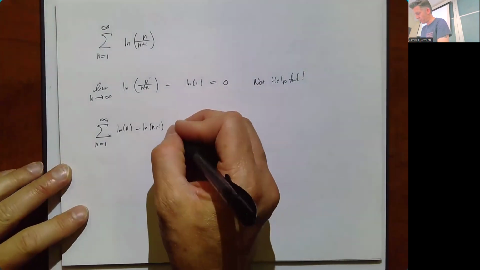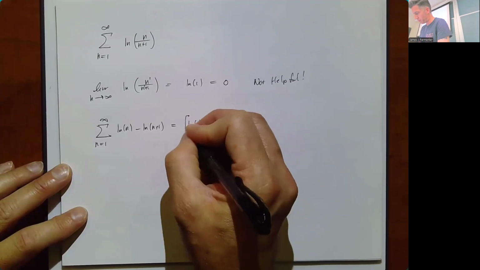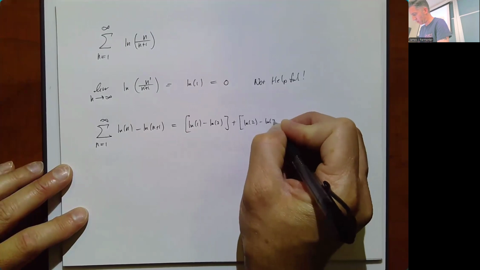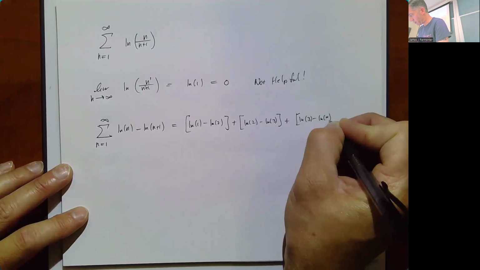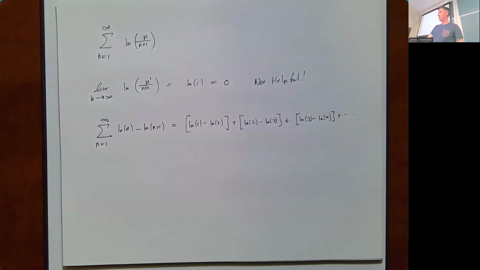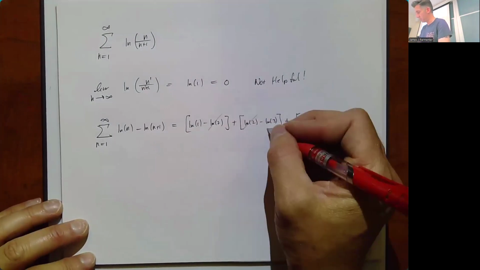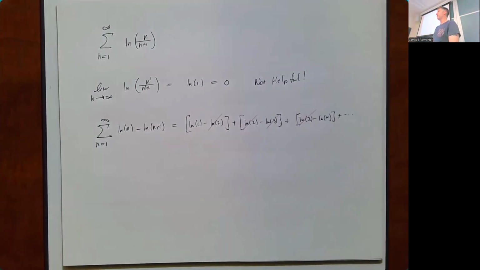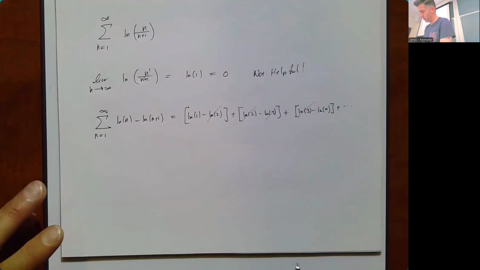And if I start writing out terms, I get the natural log of 1 minus the natural log of 2, plus the natural log of 2 minus the natural log of 3, plus the natural log of 3 minus the natural log of 4. And it seems like if I keep doing this, a lot of things are going to cancel. The natural log of 2's cancel, the natural log of 3's cancel, and so on. But I should be a little bit more particular here. So I do think it's worth looking at the nth partial sum.